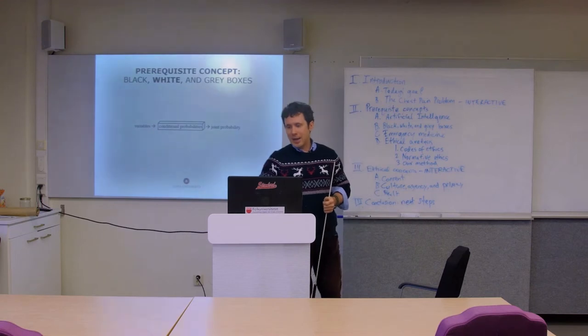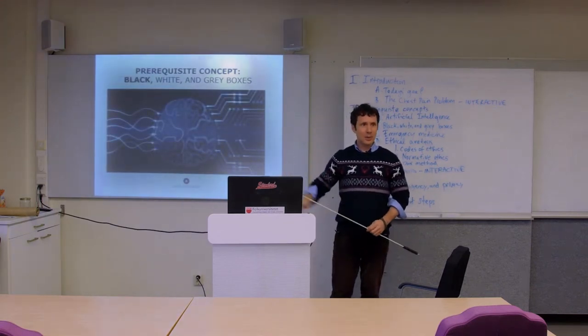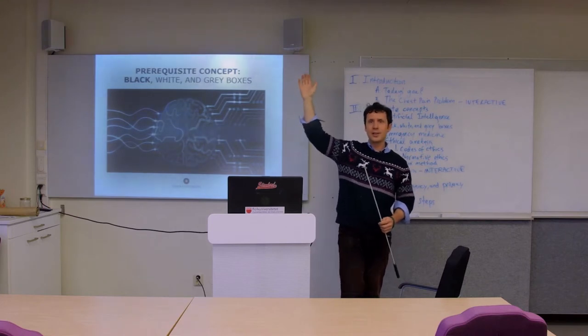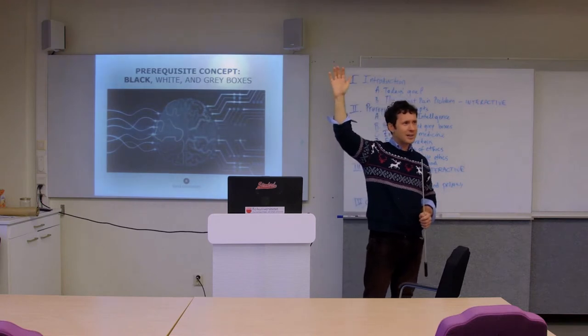But now, black boxes. The classic one is the artificial neural network, which I would guess, can I just get a show of hands? Everybody in the room has a basic idea of what an artificial neural network is?